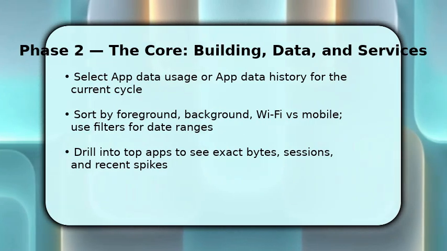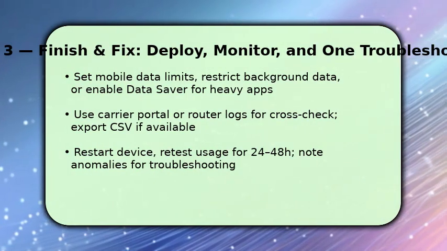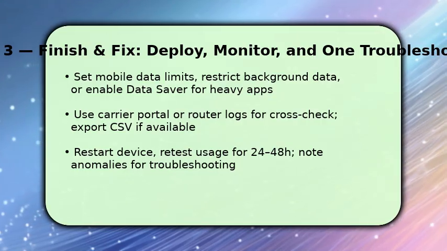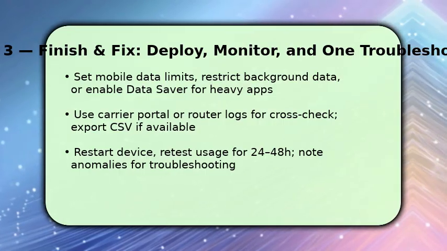You finish by controlling and verifying the results. Set a mobile data limit or warning for your billing cycle, restrict background data per app, and enable Data Saver for aggressive control. These steps immediately prevent further overage.